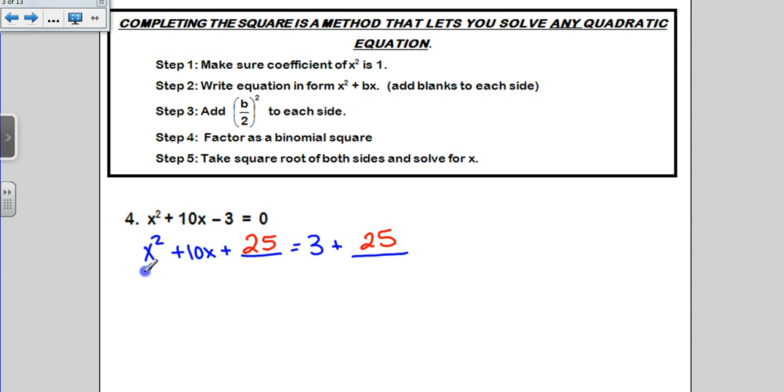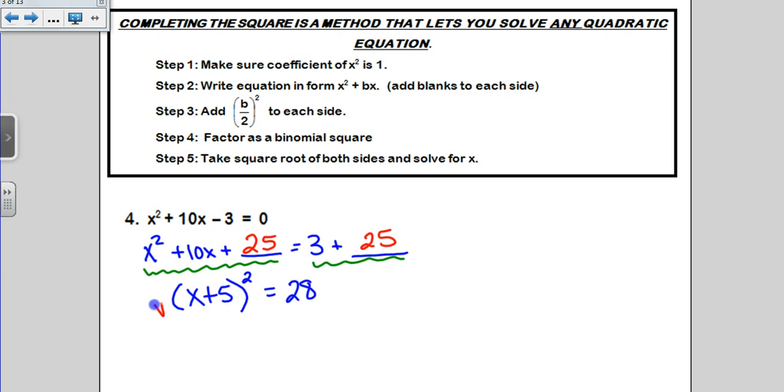Now you should notice, we're on step 4, it says take this and factor it into a binomial squared. Well, x squared plus 10x plus 25 factors into x and then half of b, so plus 5, squared. And then over here on the right hand side, we can just simplify that by adding those together. 3 plus 25 gives us a 28.